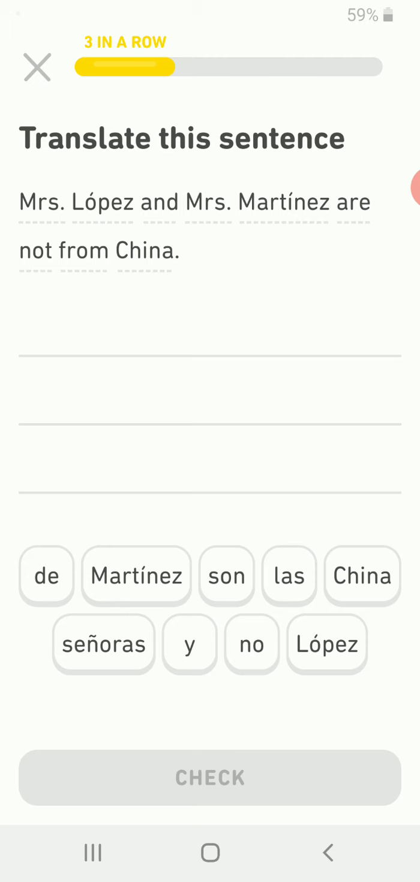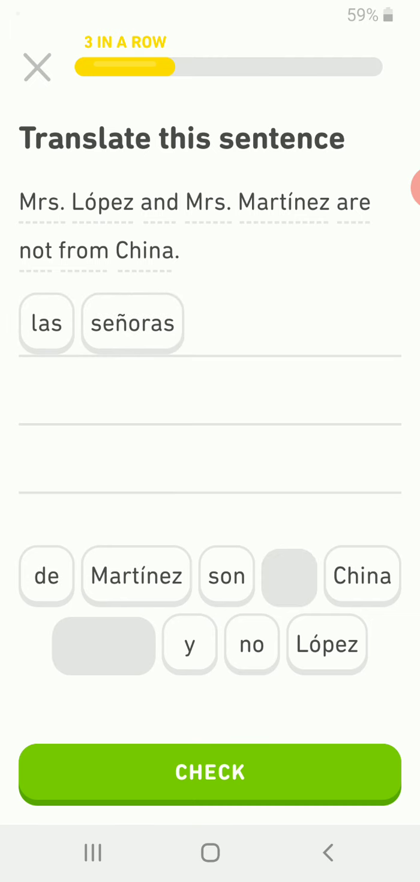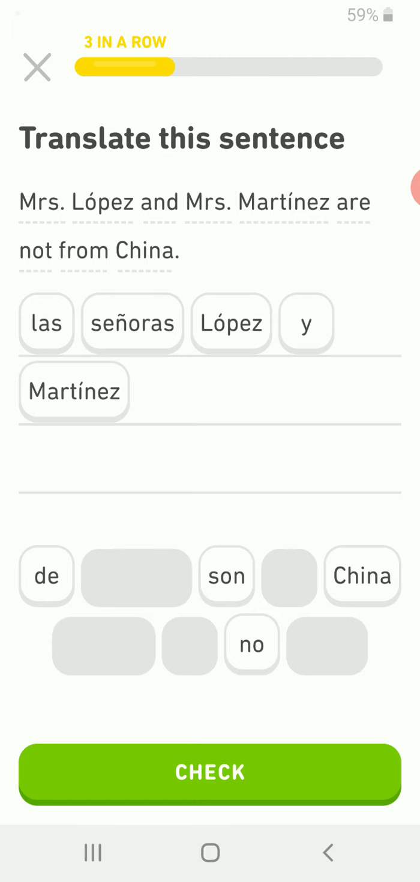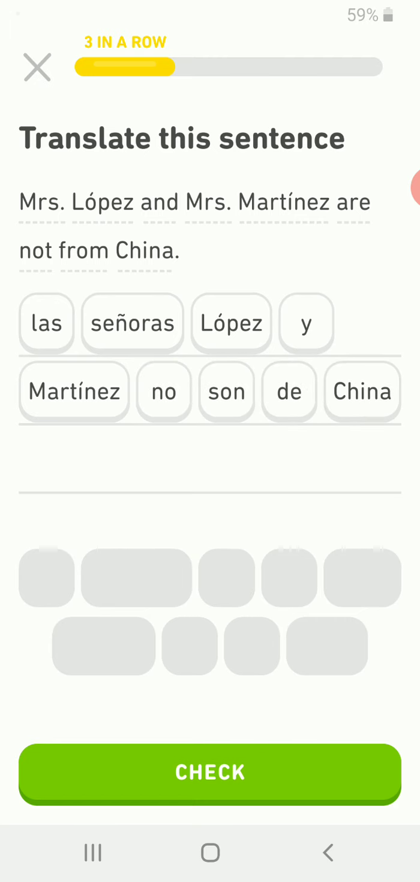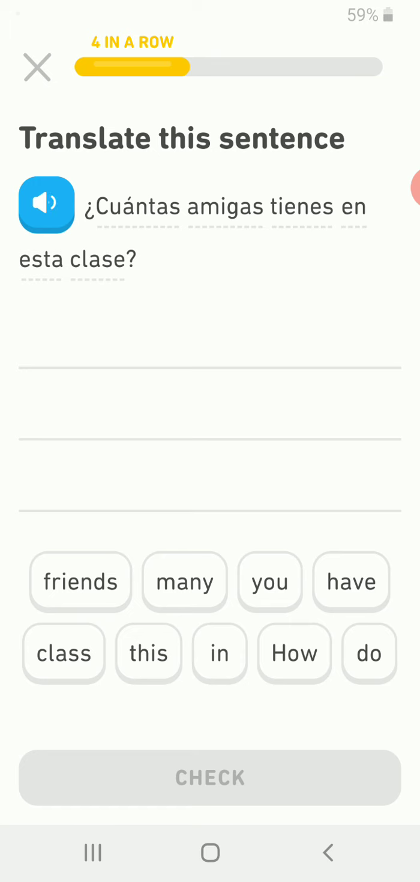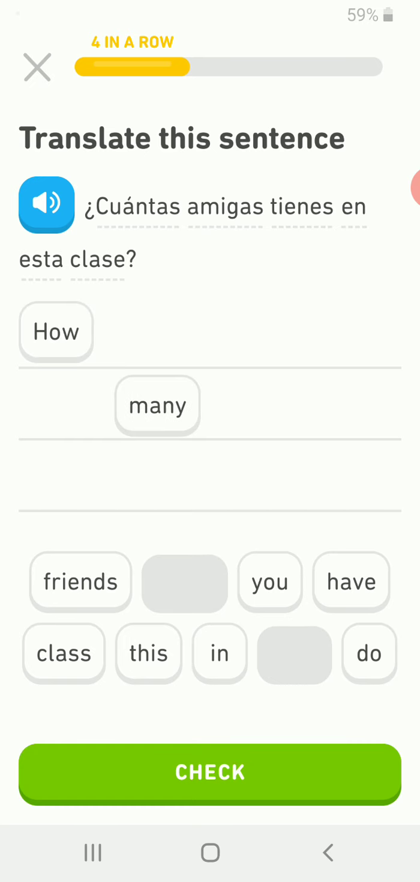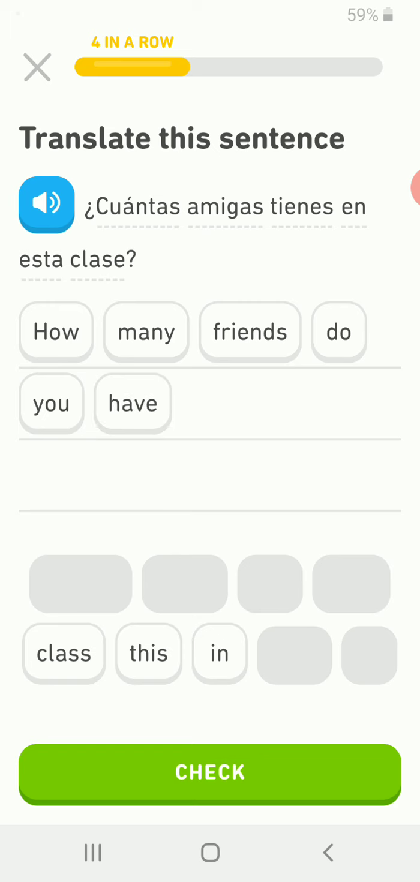And Mr. Lopez and Mrs. Martinez are not from China. So Mrs., so señoras, las señoras López y Martínez no son de China. Okay. ¿Cuántas amigas tienes en esta clase? So how many friends do you have in this class?